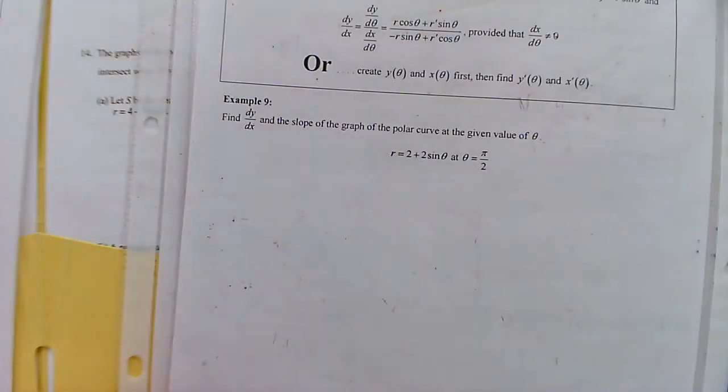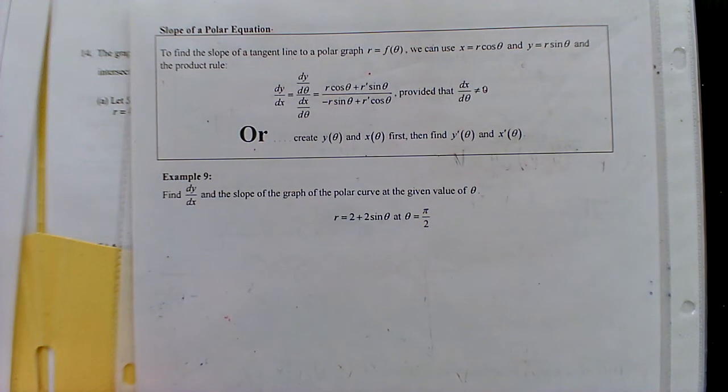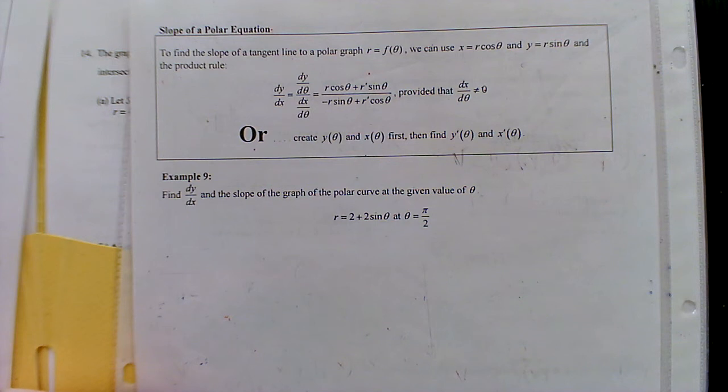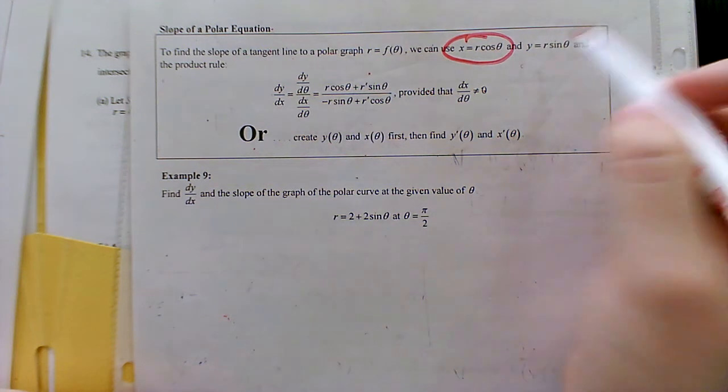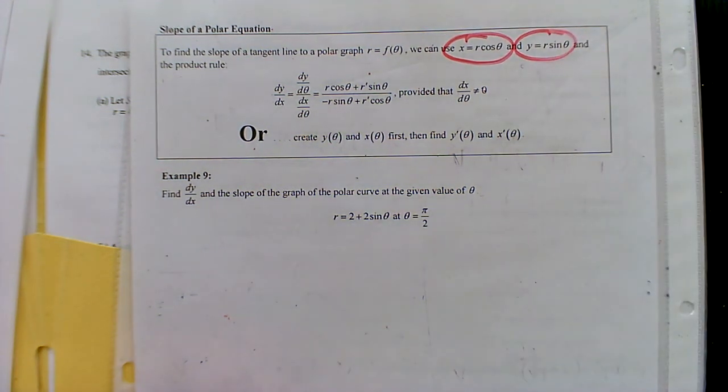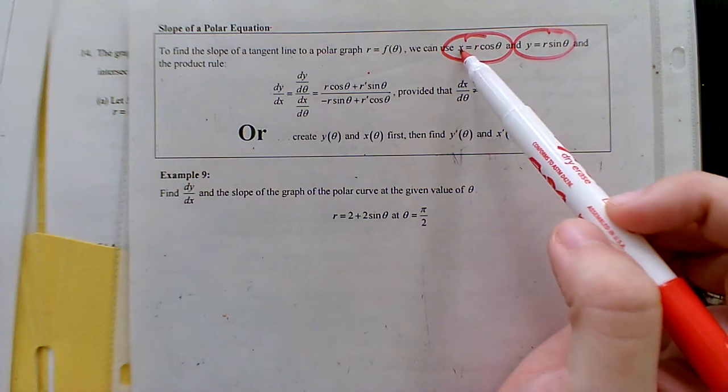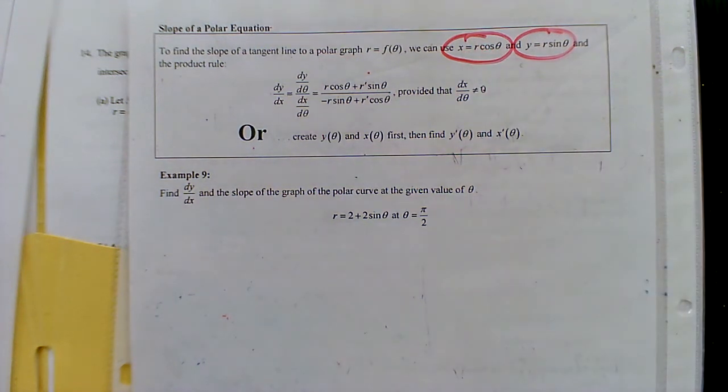Okay, so let's finally get into the calculus. So when we talk about the slope, aka derivative, slope of a tangent line for polar equations, these are going to work very similarly to how we had the parametrics. Remember how in parametrics we had x equaled something with t in it and y equaled something with t in it? Now we have x equals r cosine theta and y equals r sine theta. So we're going to utilize those two conversion equations specifically to help us with these derivatives.